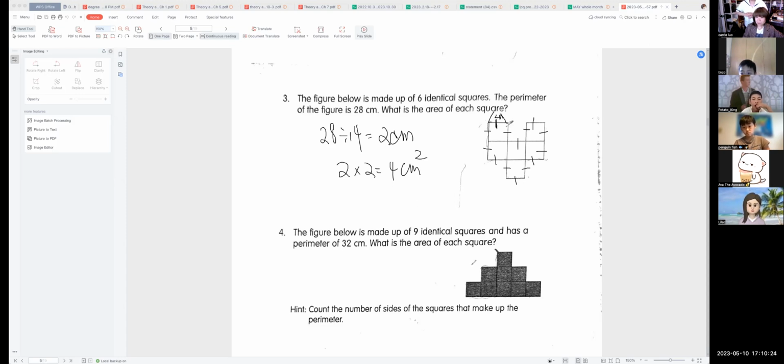The figure below is made up of 9 identical squares and has a perimeter of 32. So the same thing. 1, 2, 3, 4, 5, 6, 7, 8, 9, 10, 11, 12, 13, 14, 15, 16. So 32 divided by 16 equals 2 centimeter, and 2 times 2 equals 4 centimeters square. So both of them, the answer is 4 centimeters square. Congratulations, Ryan. Good job.